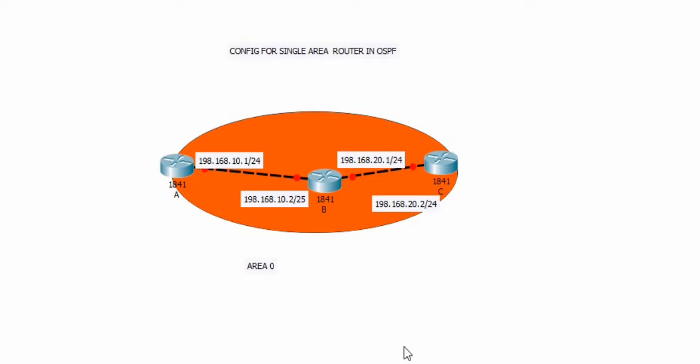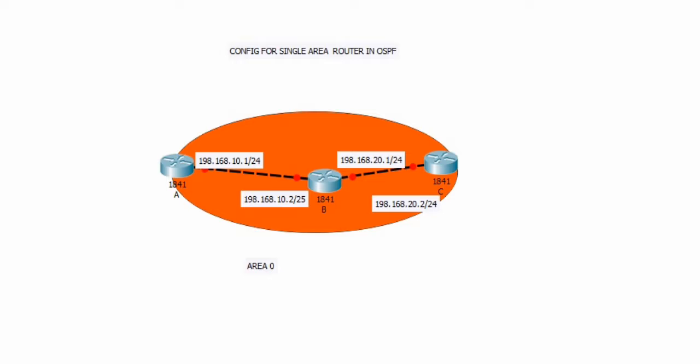Friends, in today's video we are going to configure a single area in OSPF routers. So in OSPF we are going to configure single area routers. This is area 0 as you can see, and we have routers A, B and C. Already you can see router names are given.